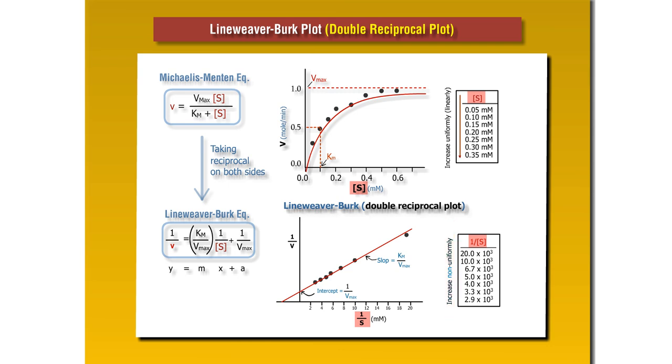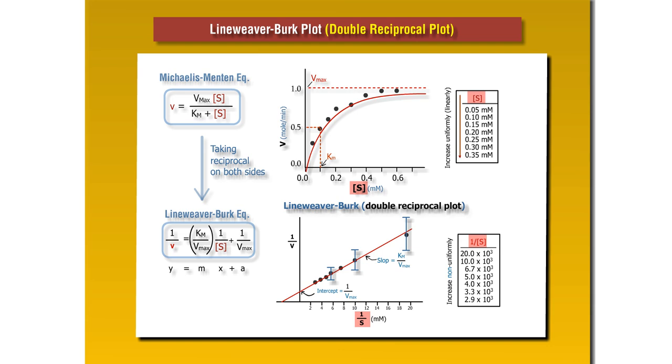The second disadvantage is that the data point at the lowest substrate concentration, typically the least accurate, has a disproportionate influence on the plot. For example, the data point at which S is 0.05 millimolar, or 1 over S is 20 times 10 to the power of 3, is the least accurate due to substrate depletion during the enzyme assay, yet it has the greatest influence on the plot.